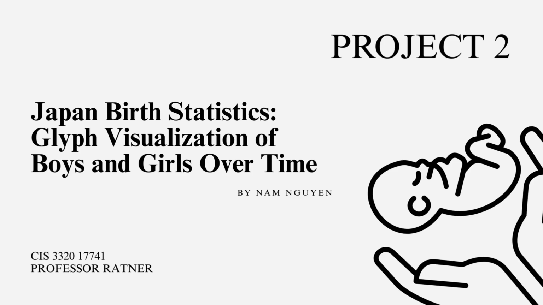This project explores Japan's birth statistics through a glyph visualization that highlights gender trends, birth rates, and infant mortality over time. I applied key ideas from Edward Tufte and Colin Ware to turn complex numbers into a clear, visual story.